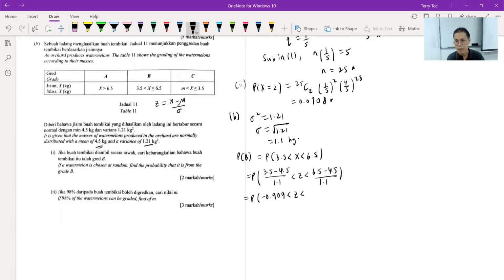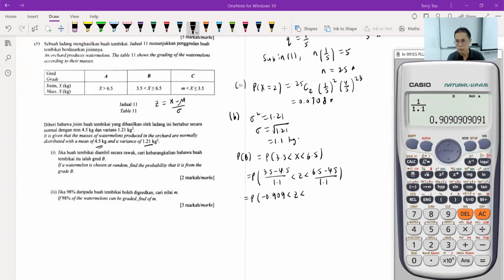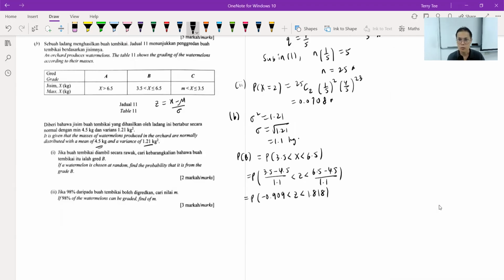Second one is 6.5 minus 4.5, which is 2. 2 divided by 1.1. Maybe I can just take this and multiply by 2. This will be 1.818. Yeah, 1.818. So I hope you know how to read. If it's in between negative 0.909 and 1.818, the whole thing is in the middle.